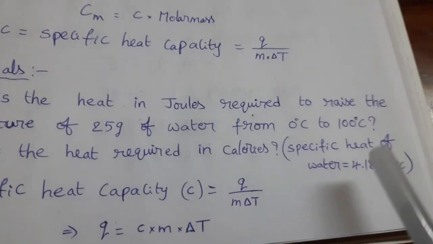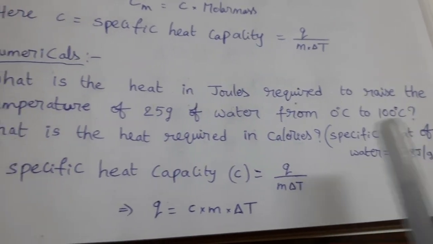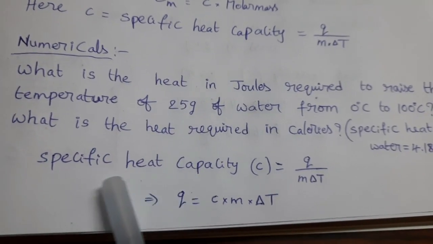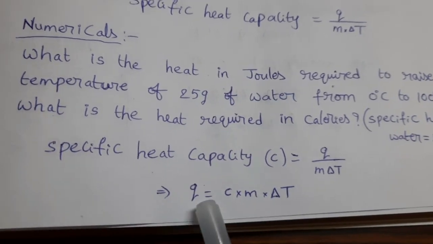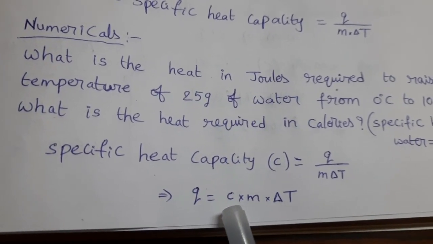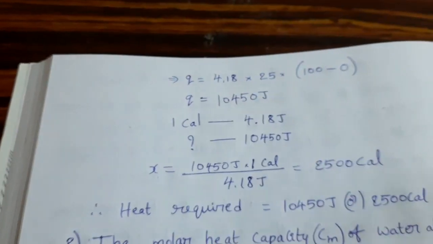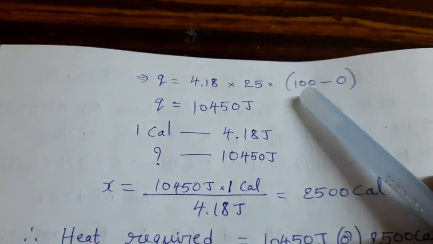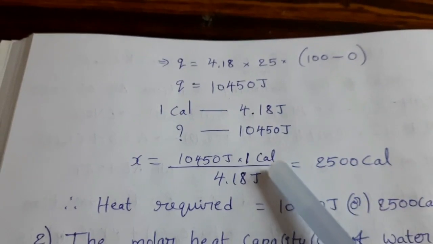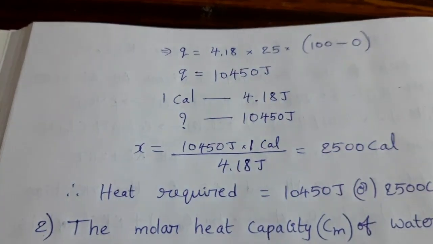So given information, specific heat of water is 4.18 joules per gram degree Celsius. So formula, what is that? Specific heat capacity small c equal to Q divided by M delta T. From this we can write Q equal to small c into M into delta T. Substitute the values. Small c, specific heat capacity 4.18, into 25 grams, into temperature change, final T2 100, T1 0. So then we can get this one. Heat required for this change is 10,450 joules.